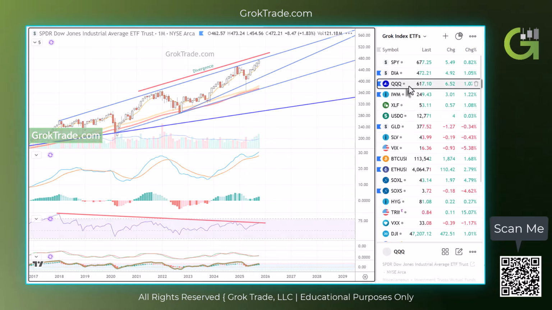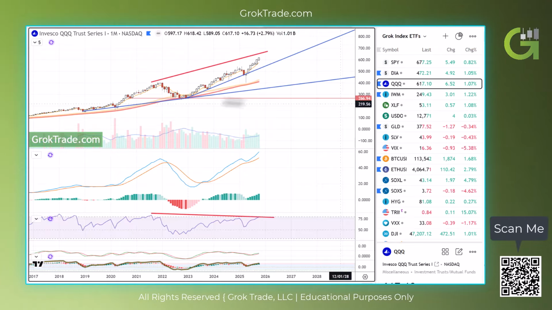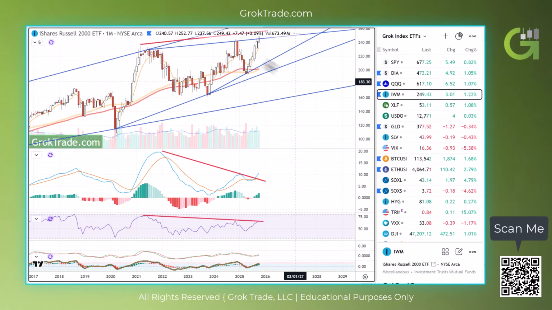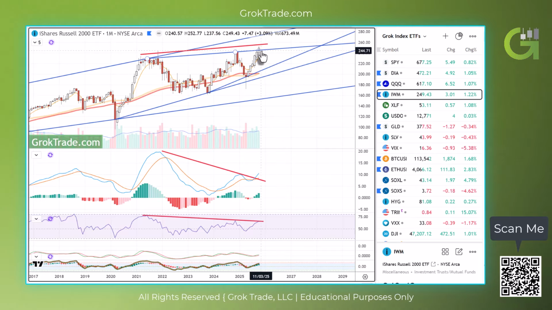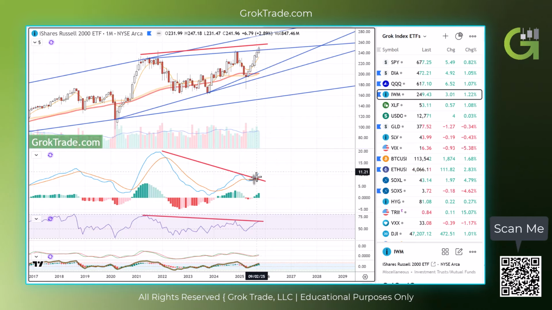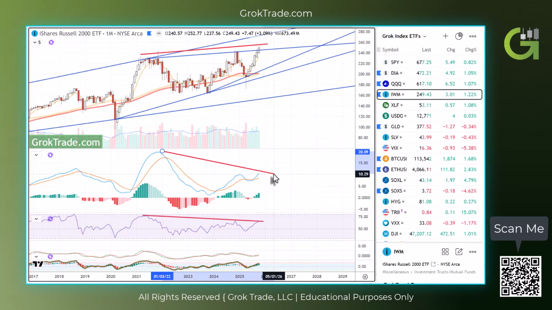Q's monthly chart going higher and RSI going lower. Russell 2000 monthly chart going higher. Breaking resistance. We're looking really, really strong. And this is MACD is going lower, RSI is going lower.